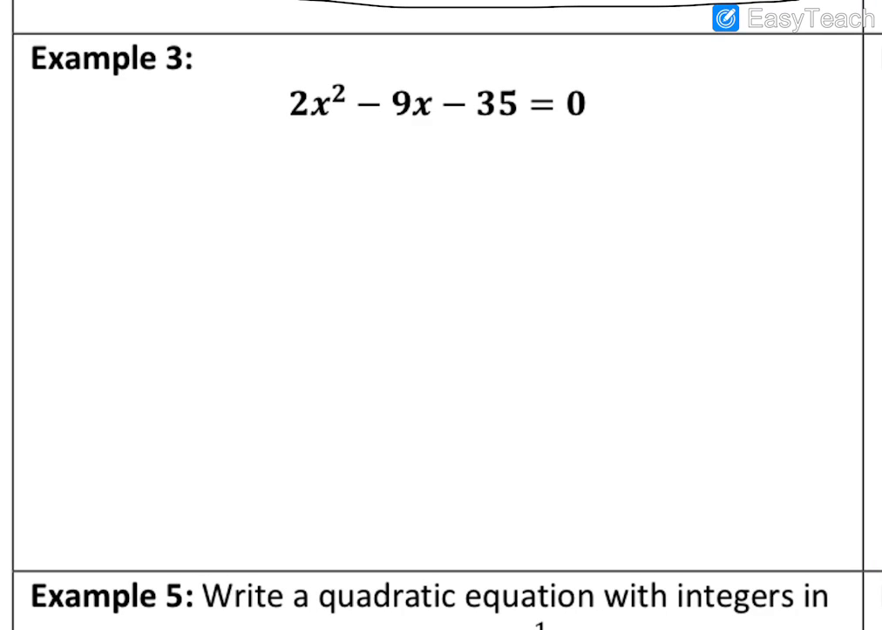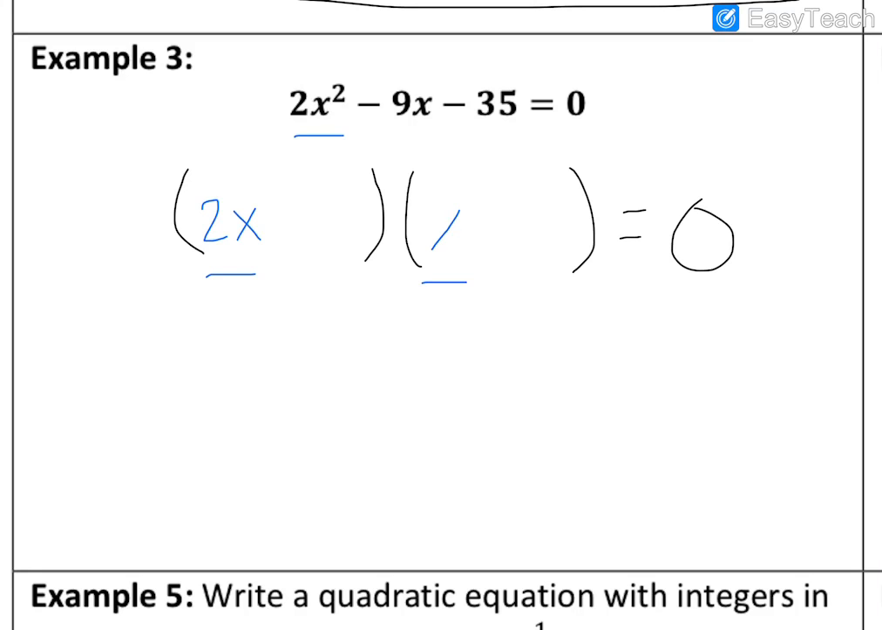On example 3, this one is already set equal to 0. So again, we're going to work on writing this in factored form. The first times the first will give us 2x squared. The only way to really break this apart is by doing 2x times x. Now your last times your last gives us negative 35. So we know one of them has to be a positive and one of them has to be a negative. Now at this point, it's just kind of a guess and check, okay?